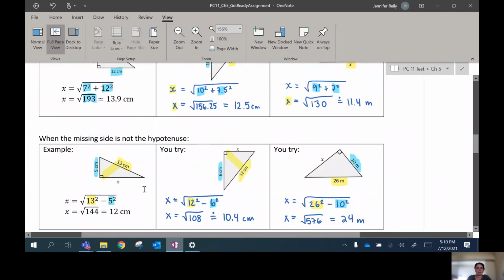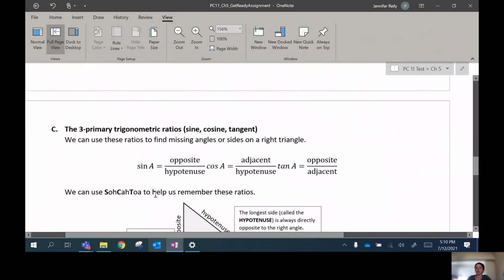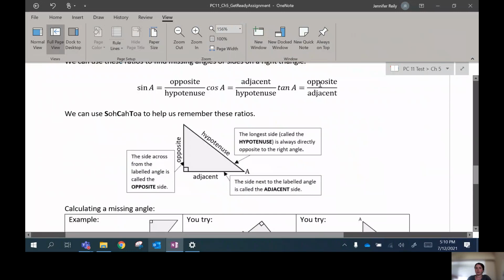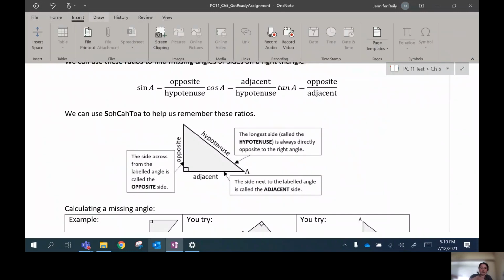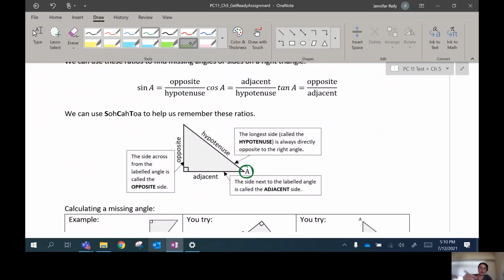Okay, now on to the three primary trig ratios. So back in grade 10, we spent an entire unit learning about these ratios and how to use them to calculate missing side lengths and missing angles. Let me just remind you about how we first label a triangle, and then I'll remind you about the three primary trig ratios. Okay, and it all has to do with whatever angle you're looking at. So let's say we're looking at angle A here. So we would label as follows.